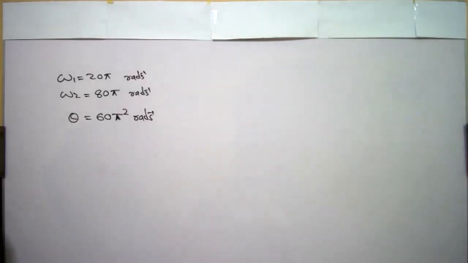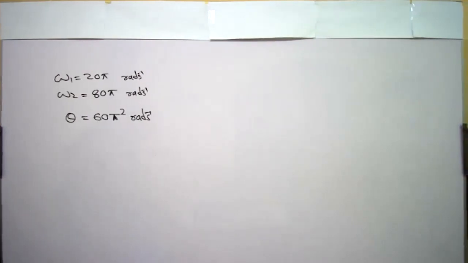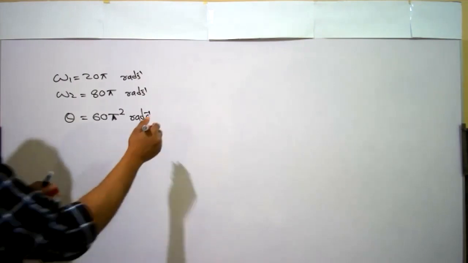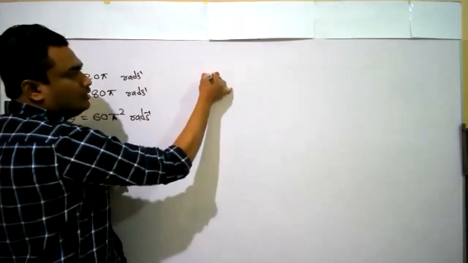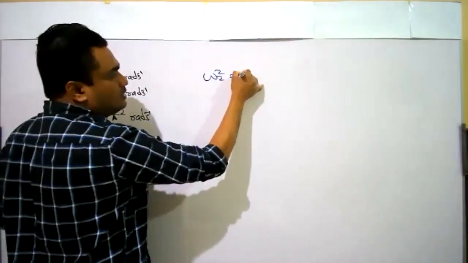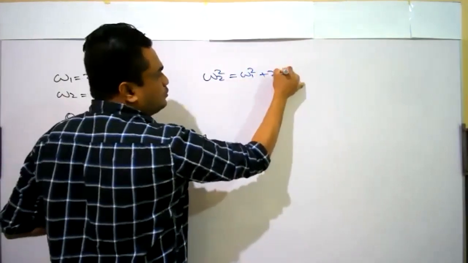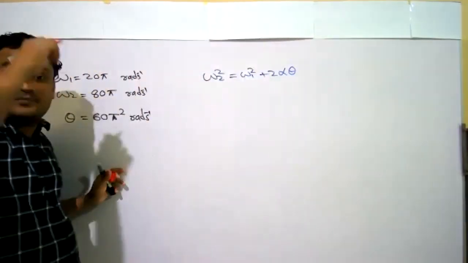Right, I use my normal board for the simplification. That will be much easier. The equation that I am going to use is omega 2 square equals omega 1 square plus 2 alpha theta.